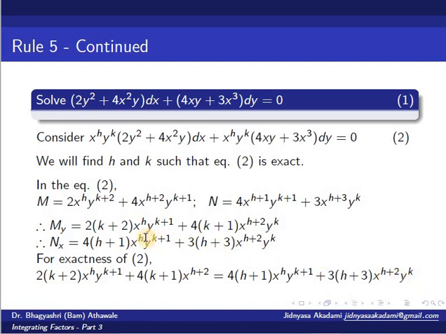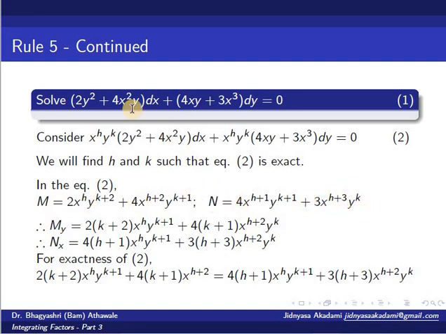Now, this happens because here in m, if x raised to h, y raised to k plus 2 is one term here, x raised to h plus 1, y raised to k plus 1 is a term present in n, where the degree of x increases by 1 and at the same time the degree of y decreases by 1. Similarly, whenever x raised to h plus 2, y raised to k plus 1 is a term here, x raised to h plus 3, y raised to k is a term here.